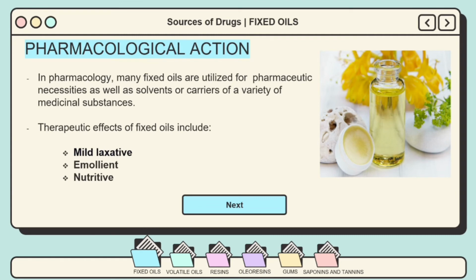In pharmacology, many fixed oils are utilized for pharmaceutical necessities or excipients, as well as solvents or carriers of a variety of medicinal substances. Therapeutic effects of fixed oils include mild laxative, meaning it prevents or treats constipation by increasing bowel movement, and emollient, which means that it helps in preserving the moisture on the skin.